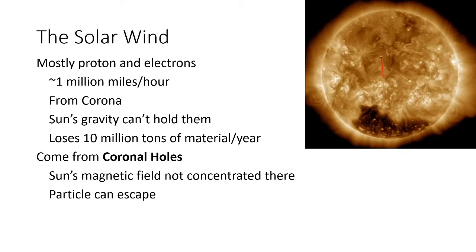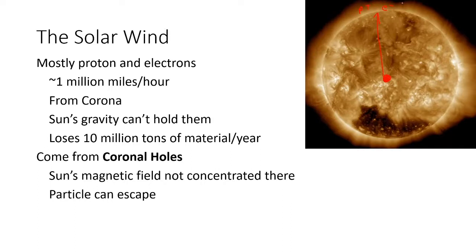Now, once you get out to the corona here, you're pretty far from the center of the planet. And we remember that gravity decreases inverse square. It decreases rapidly as you get further away from the center of mass. So once these protons and electrons get out here, I'll just call them P and E, they really can't be held by the gravity of the sun anymore. And so they get released out into space.